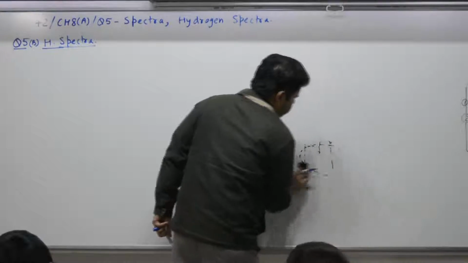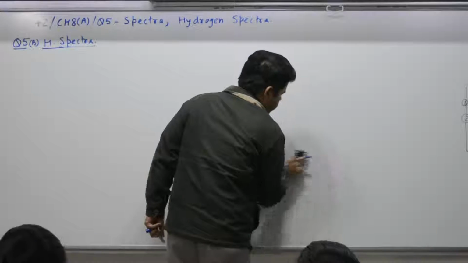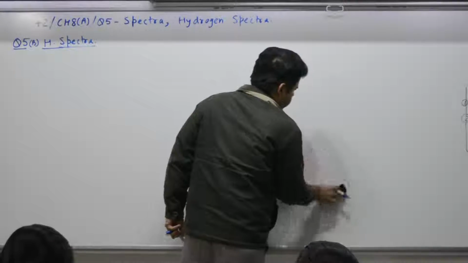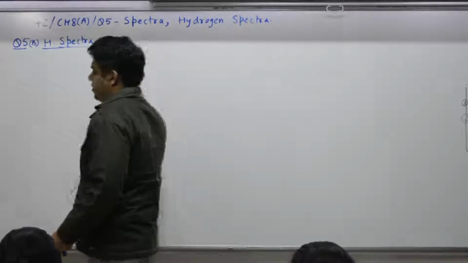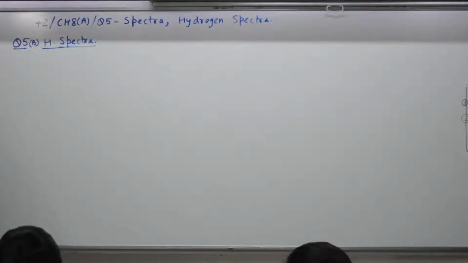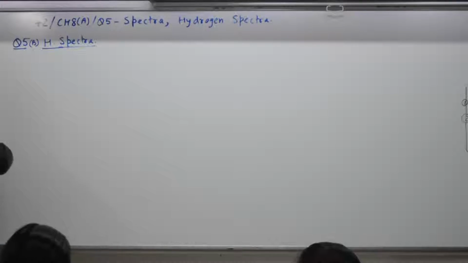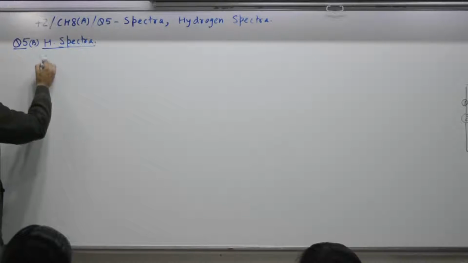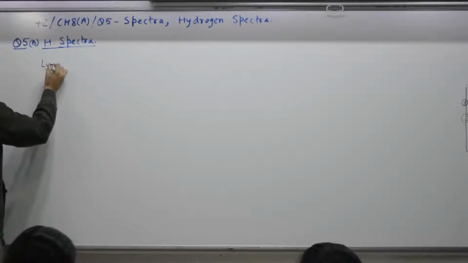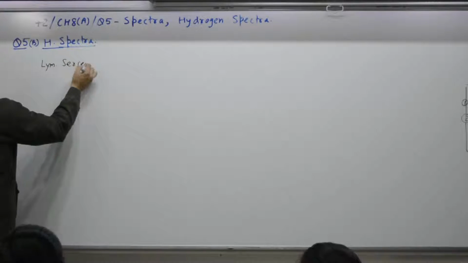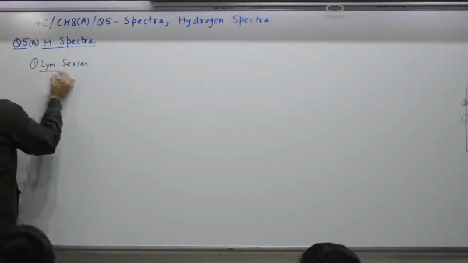Hydrogen spectra. It was also observed before Bohr could come out with the explanation. The first series is what? Yes. Lyman series. First one is this.